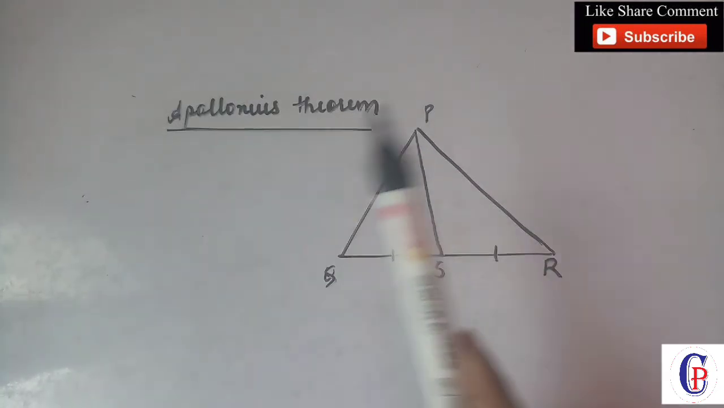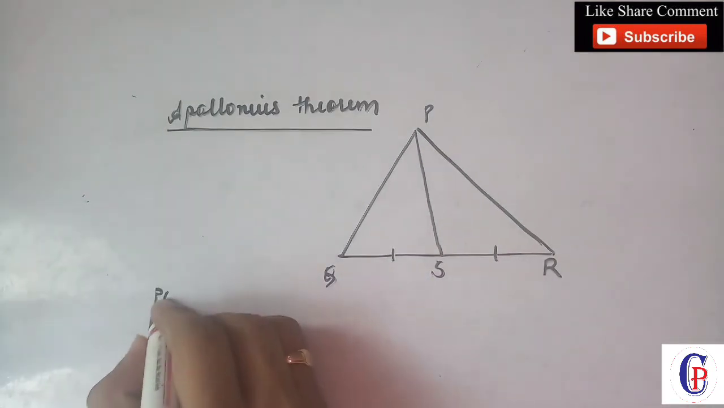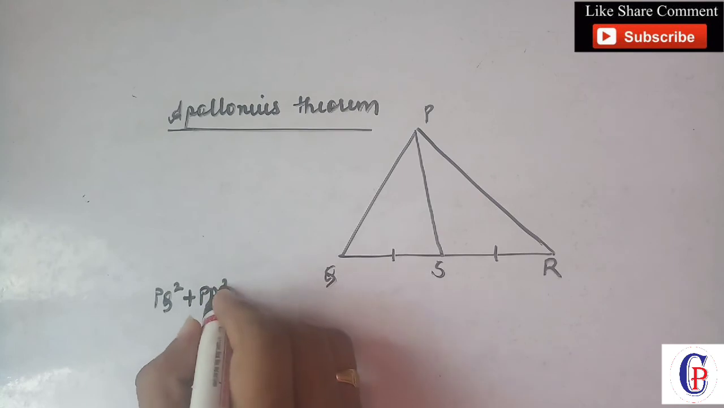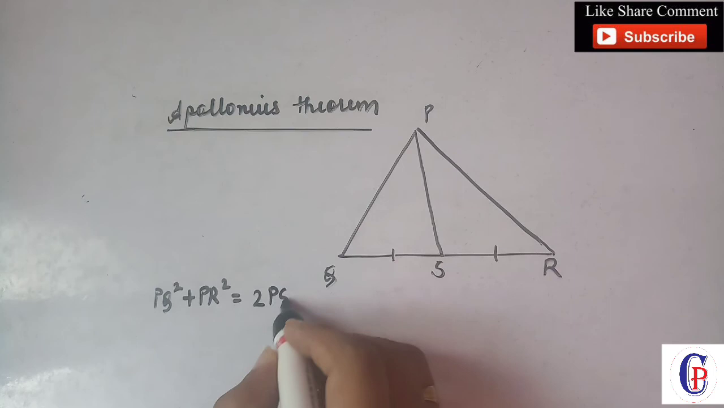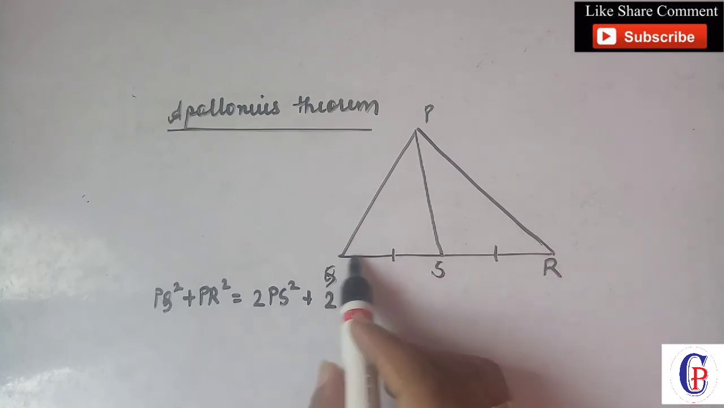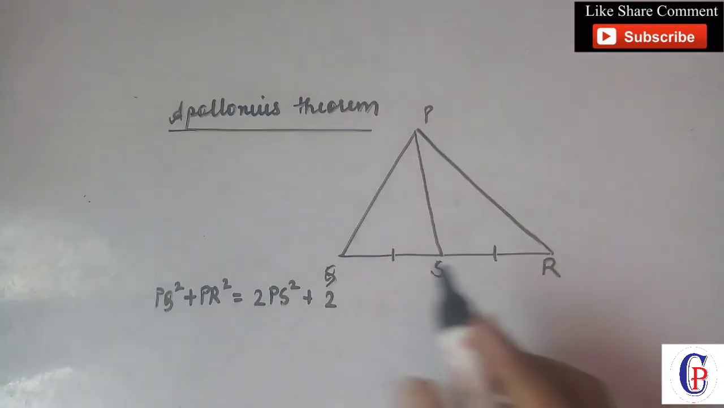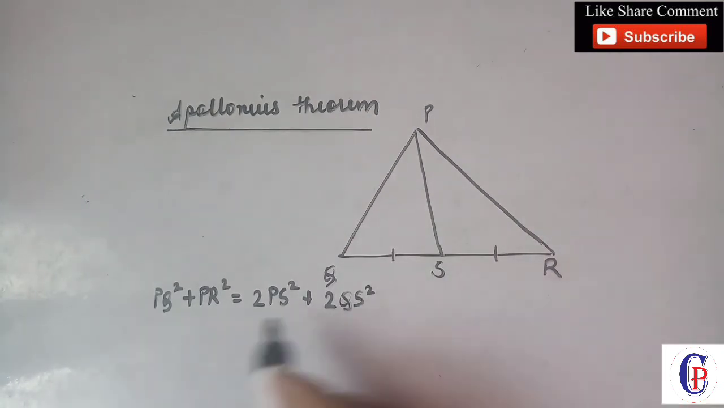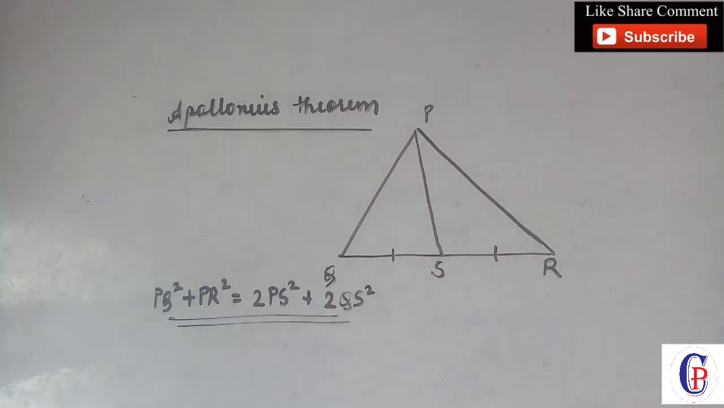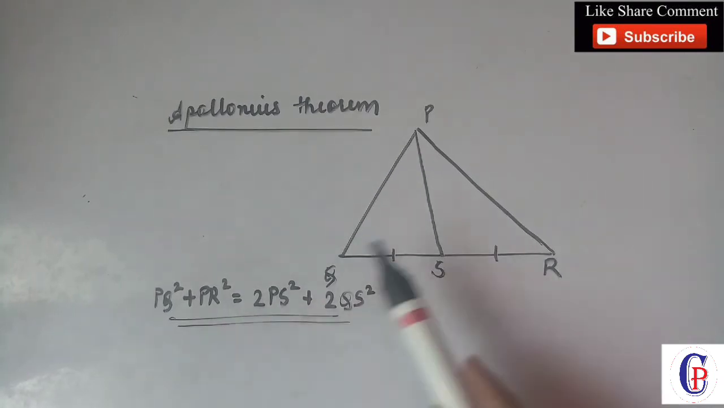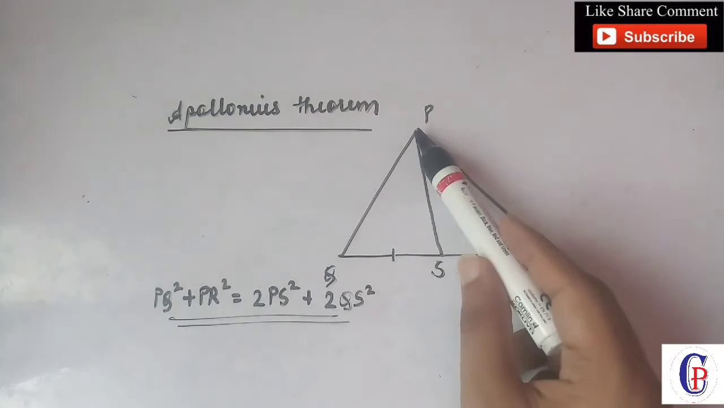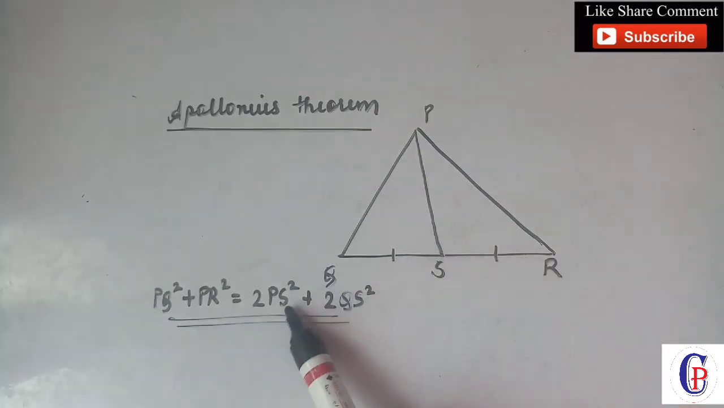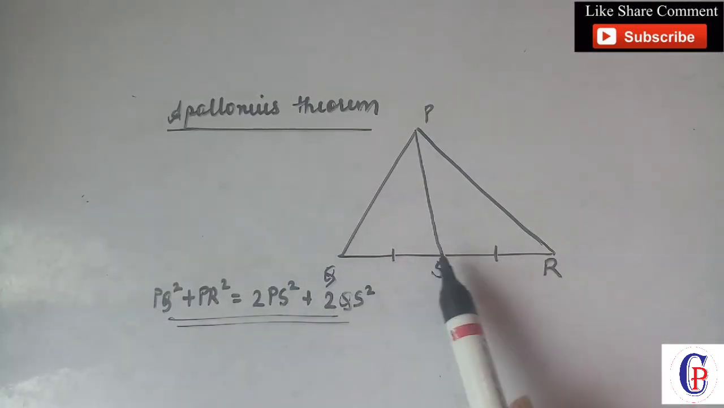So go on the left side and right side and square it. PQ square plus PR square is equal to twice PS square plus twice, you can write either QS or SR because both are the same. So let me write QS square. This is Apollonius theorem. It says the sum of squares of the left side and right side is equal to twice the median square, plus twice QS square or SR square, any one of them.